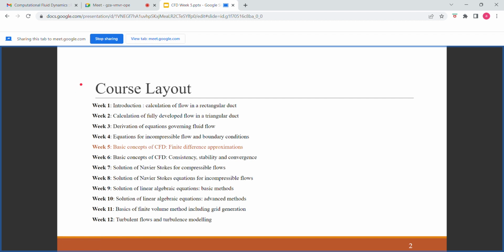So these are all the syllabus of the course, and we are in week 5 where we are focusing on finite difference approximation. Till now we have solved the calculation of flow in a rectangular duct, triangular duct, and derivation of equations for the fluid flow, and also the incompressible flow and the boundary conditions associated with it. So we'll see the problems today.